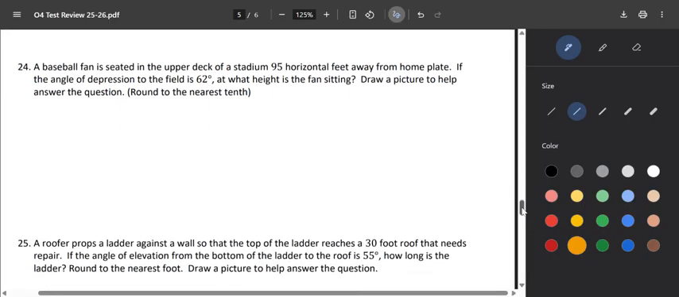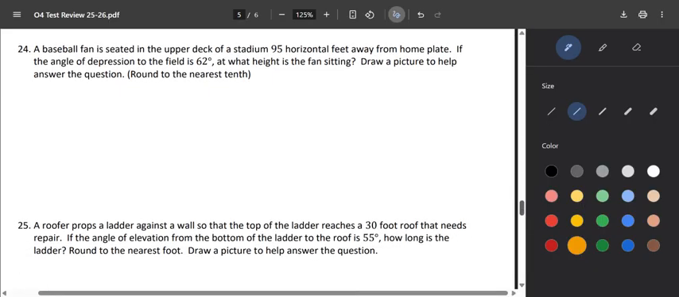All right, let's look a little bit at angles of elevation and depression. So number 24, a baseball fan is seated in the upper deck of a stadium 95 horizontal feet away from the home plate.